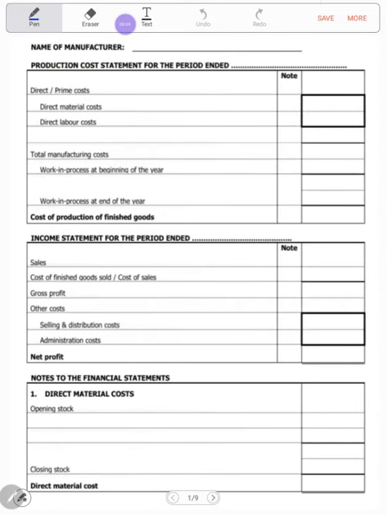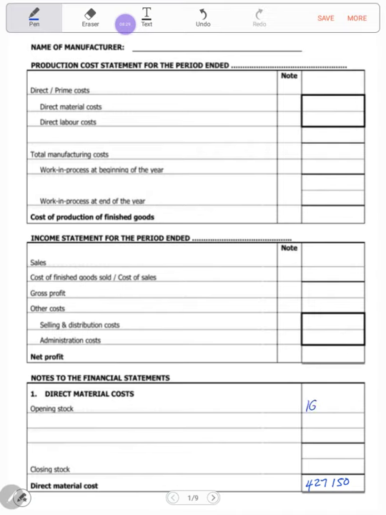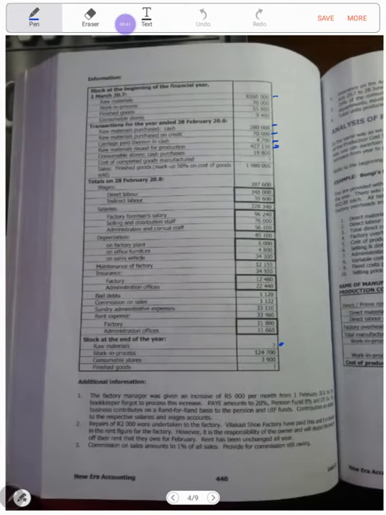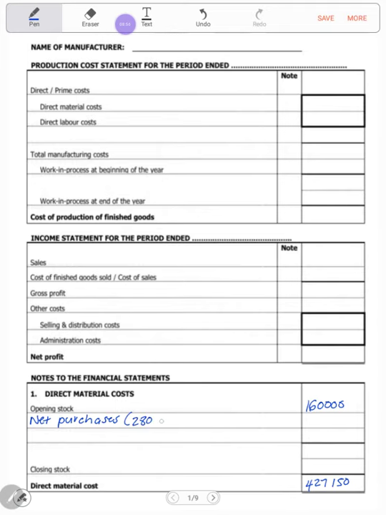So based on that, we now figured out they gave us the direct materials that were used during the year, the total amount, which was 427,150. Where did I get that from? They gave it to us. Raw materials issued for production. They gave us the total cost of it. And then our opening balance was 160. They gave that to us as well. And remember, we have net purchases, any raw material that has been purchased during this financial year. And yes, we had on cash and credit as well. So it is going to be 280 plus 70,000. And that will give us a total of 350,000 Rand.